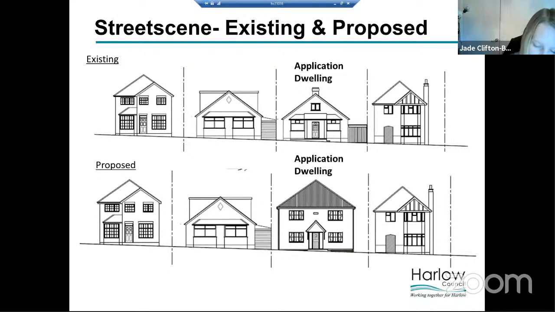This shows the existing and proposed street scene. It's noted that the proposed dwelling would be higher than number 45, which would not follow the natural slope of the road. However, other two-storey dwellings are positioned next to bungalows within the street scene, and this is therefore considered to be acceptable.